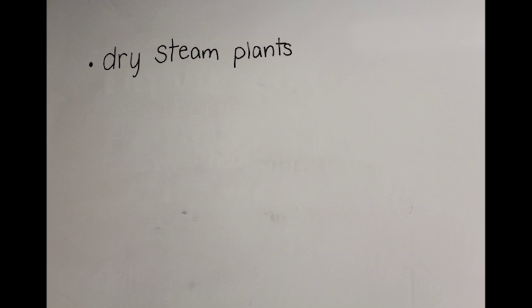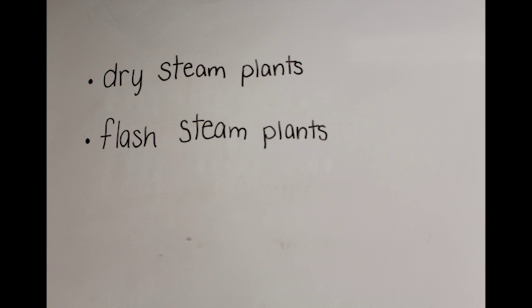There are 3 different types of geothermal power plants. The first type is dry steam plants. These use steam from geothermal reservoirs to turn generator turbines. The second type is flash steam plants, which is the most used type of geothermal power plants. They take high-pressure hot water from inside the earth and turn it into steam to turn generator turbines.